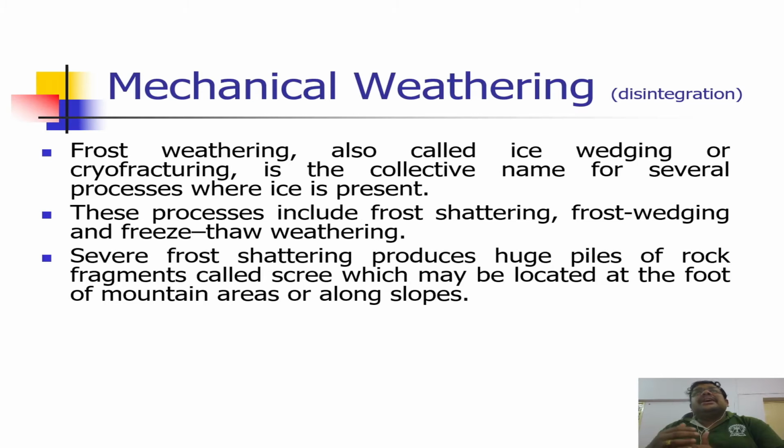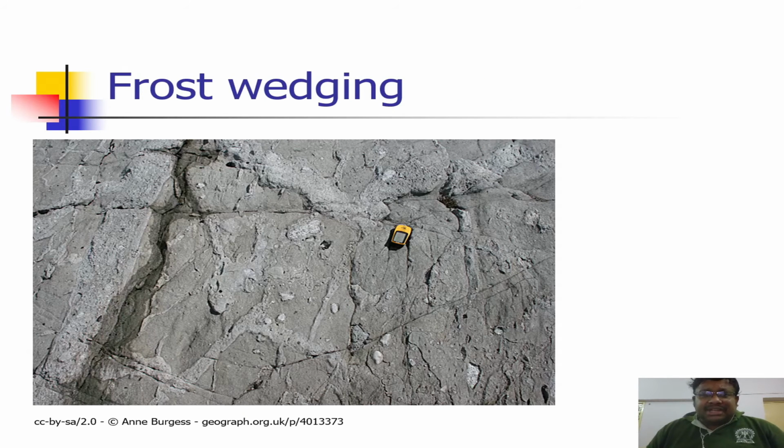As you know, water freezes and thaws, which creates mechanical pressure to break the parent rocks. Severe frost shattering produces huge piles of rock fragments called scree, which may be located at the foot of mountain areas or along the slopes. This is a very good picture of frost wedging. As you can see, the water seeps into the cracks and then expands, creating huge pressure to break apart the rock. This is called frost wedging.